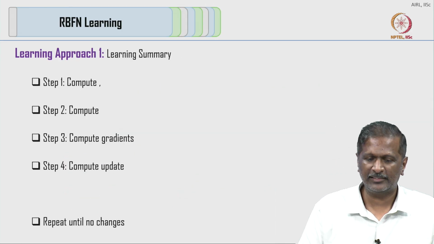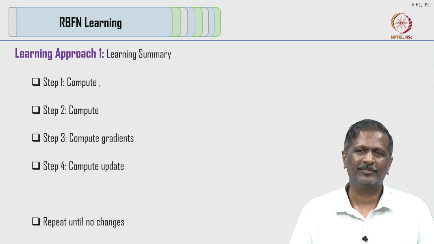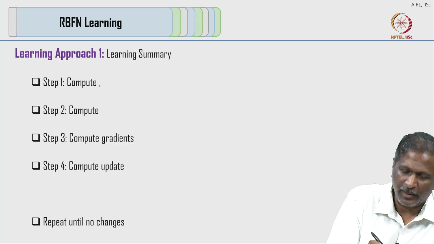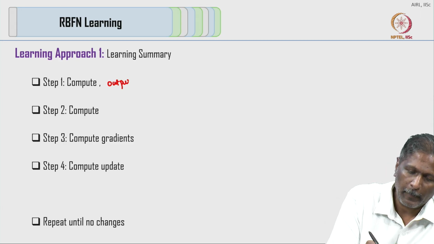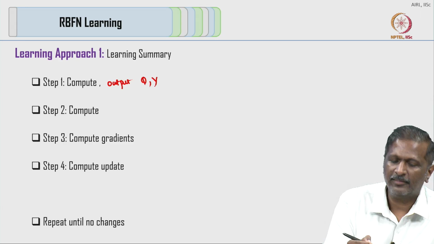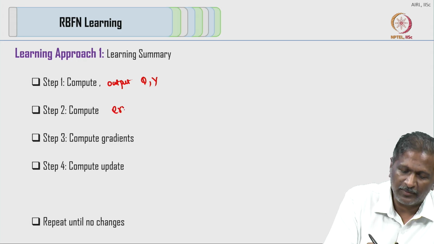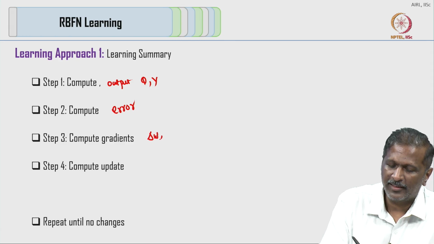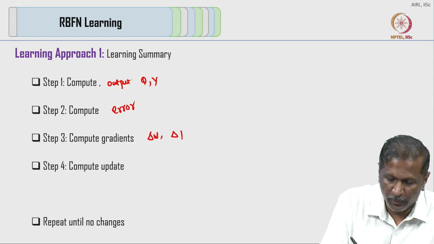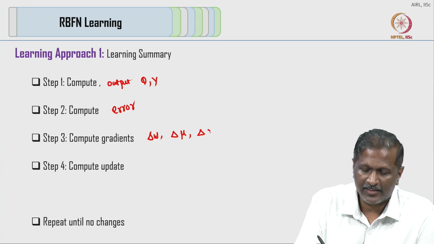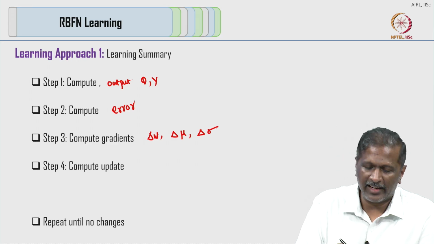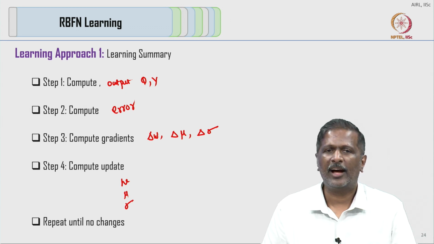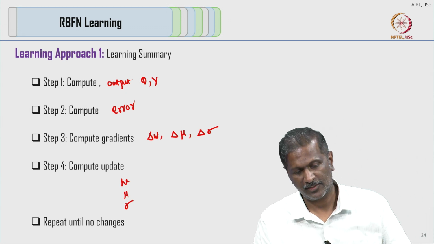What I do, first I compute the outputs, what is φ, what is y. I compute the output φ and y, and I can compute the error. I compute the gradients delta w, delta μ and delta σ, and then I can update w, μ and σ and repeat this step till convergence.